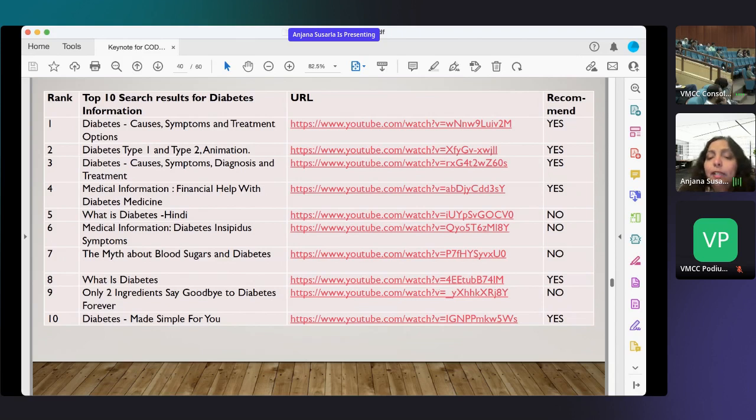So this is a simple illustration of our approach. If we do a very simple keyword search like diabetes and get the top 10 search results, how many of these would be recommended by a method? How many are not recommended by a method? And one can add an explainability layer as well.